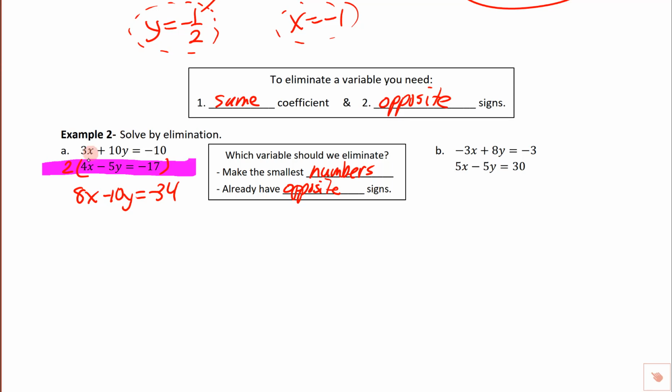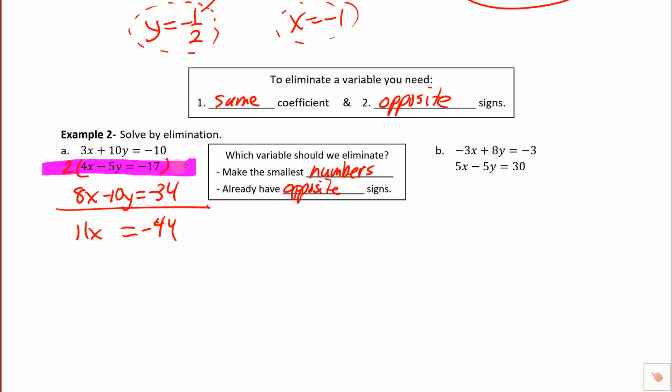And then we're just going to add these together. So take a look here. We've got 3x plus 8x, that's 11x. We've got negative 10y plus, minus 10y. So 10y minus 10y, that's going to be 0y's. Those are going to go away. And then we end up with negative 10 minus 34. That's going to be negative 44.